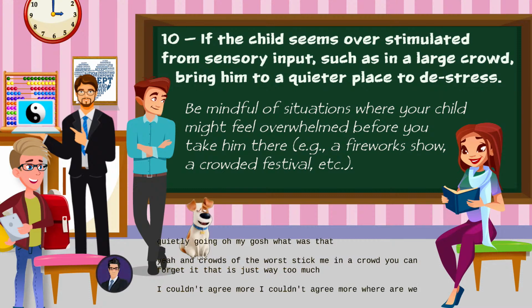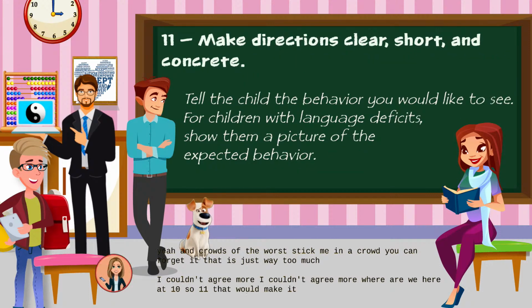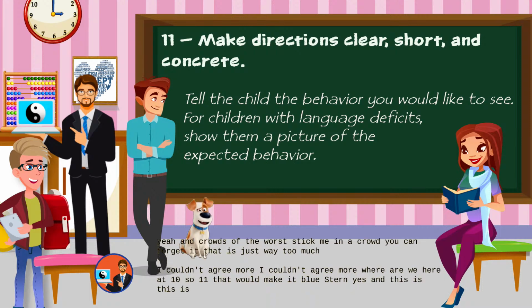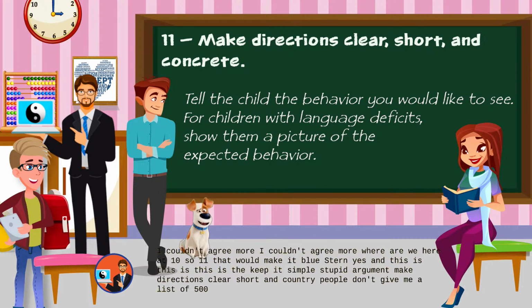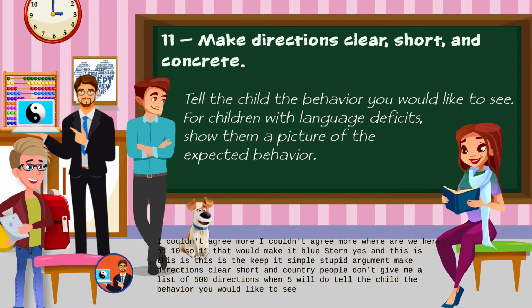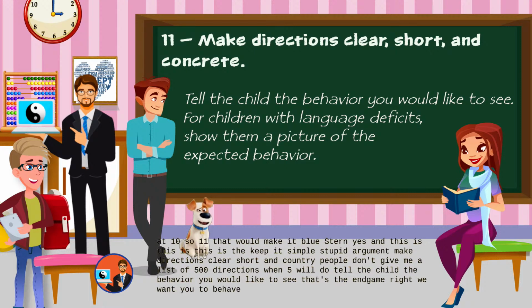Where are we here? 10. So 11. That would make it Boole's turn. Yes. And this is the keep it simple, stupid argument. Make directions clear, short, and concrete, people. Don't give me a list of 500 directions when 5 will do. Tell the child the behavior you would like to see. That's the end game, right? We want you to behave this way.